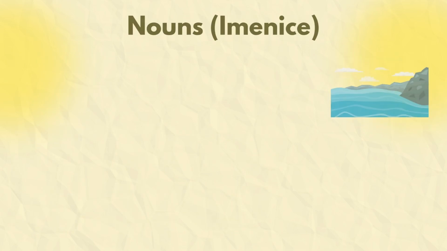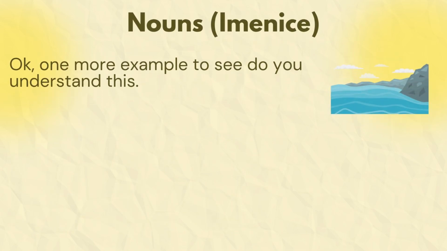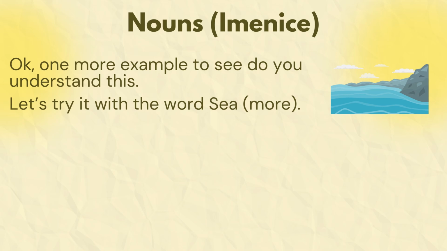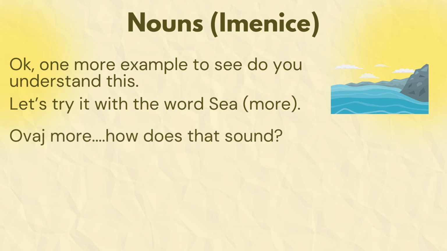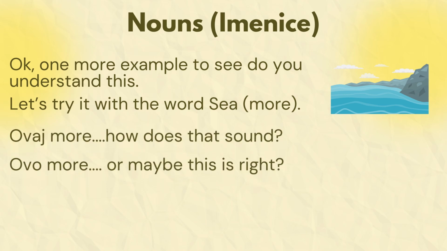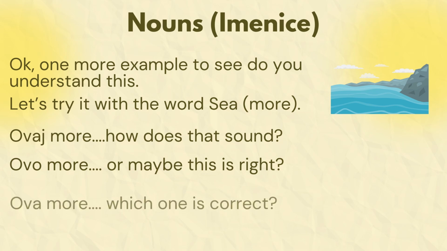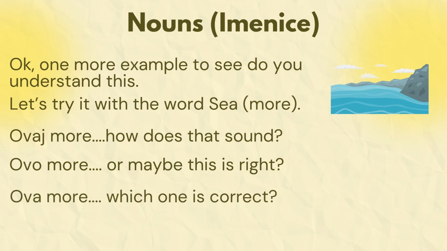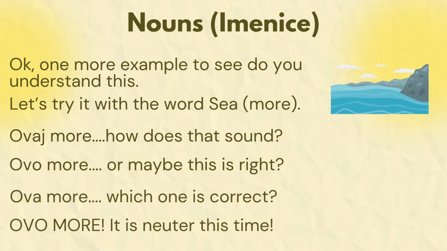Okay, one more example to see if you understand this. Let's try with the word sea, more. Ovaj more. How does it sound? Ovo more. Maybe this is right. Ova more. Which one is correct? Ovo more. It is neuter this time.